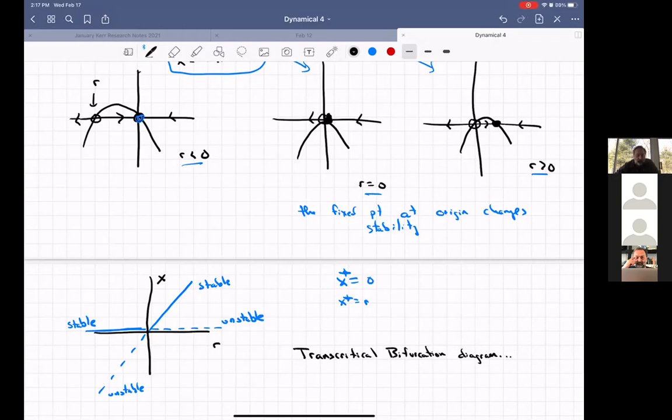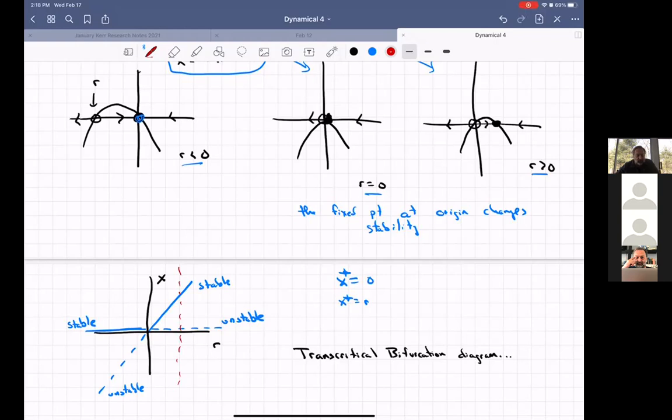So I always have two fixed points. The one at the origin is stable when r is negative, and when r is positive, the one at the origin becomes unstable. And again, the way to read a bifurcation diagram is you drop a vertical line somewhere. That vertical line corresponds to a certain value of r. So r is some dial that you're turning. It's how much power you're giving the system.